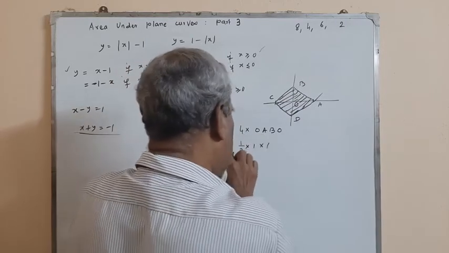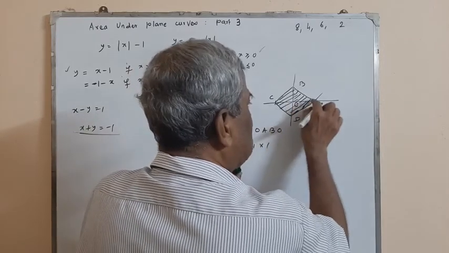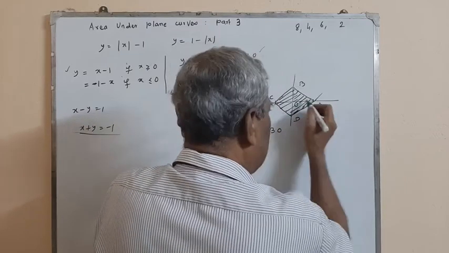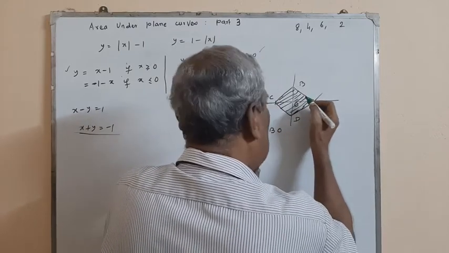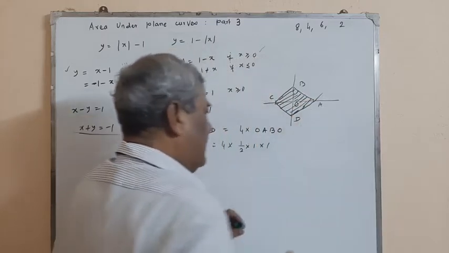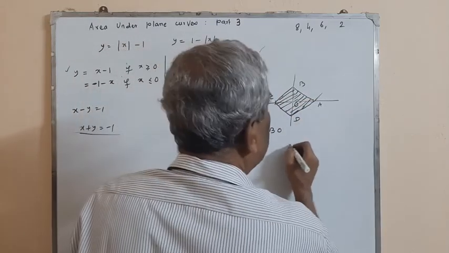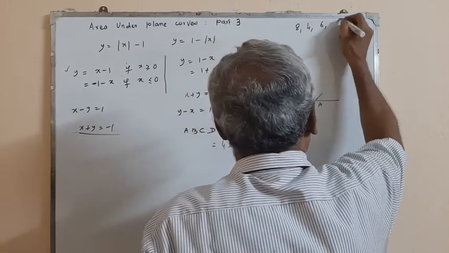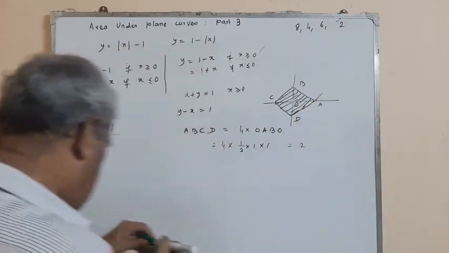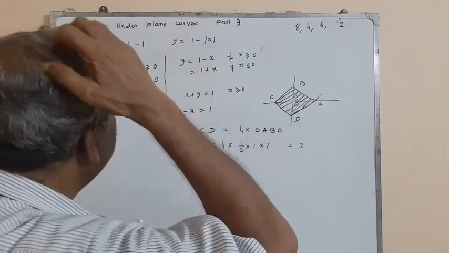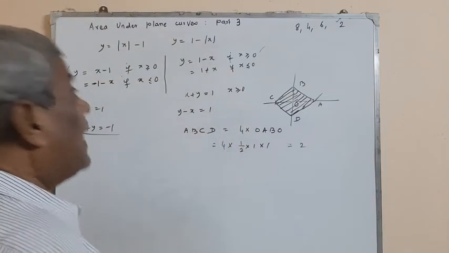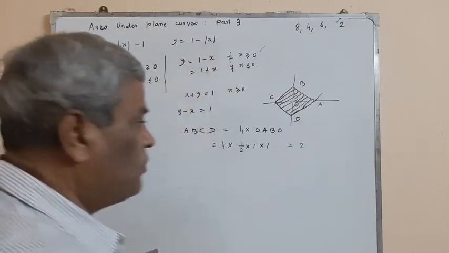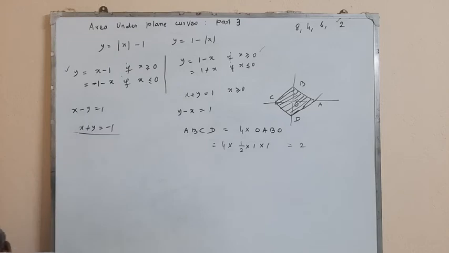This 4 is that 4, and this triangle is a right angle triangle. This is half into base, which is 1, altitude is again 1. So 2 is the answer. So 2 square unit is the answer. Mind that curves which include the modulus sign are very important for different competitive exams.